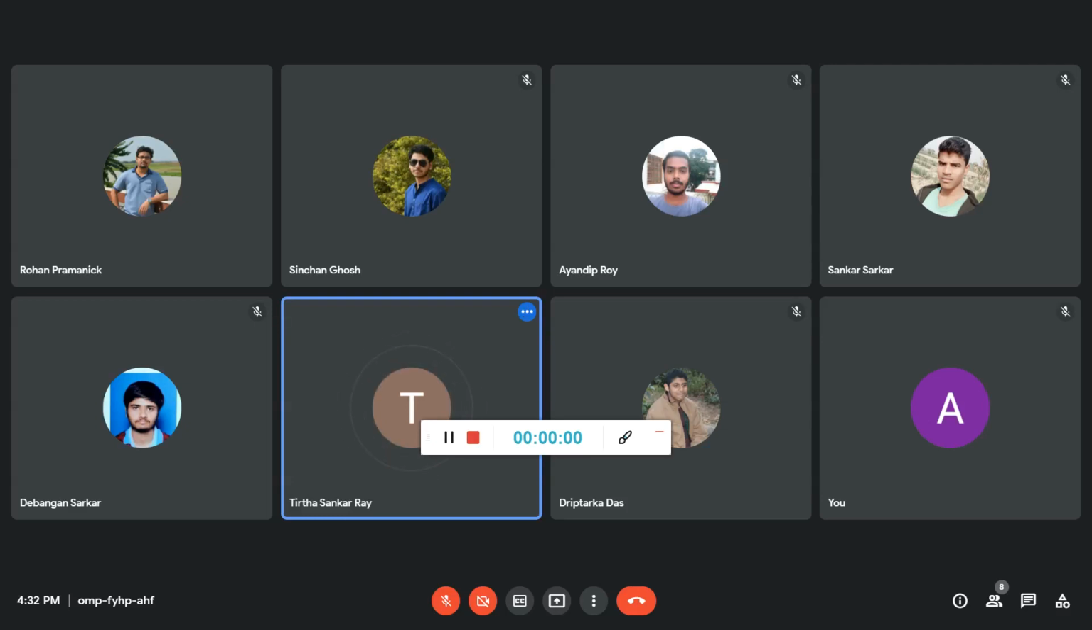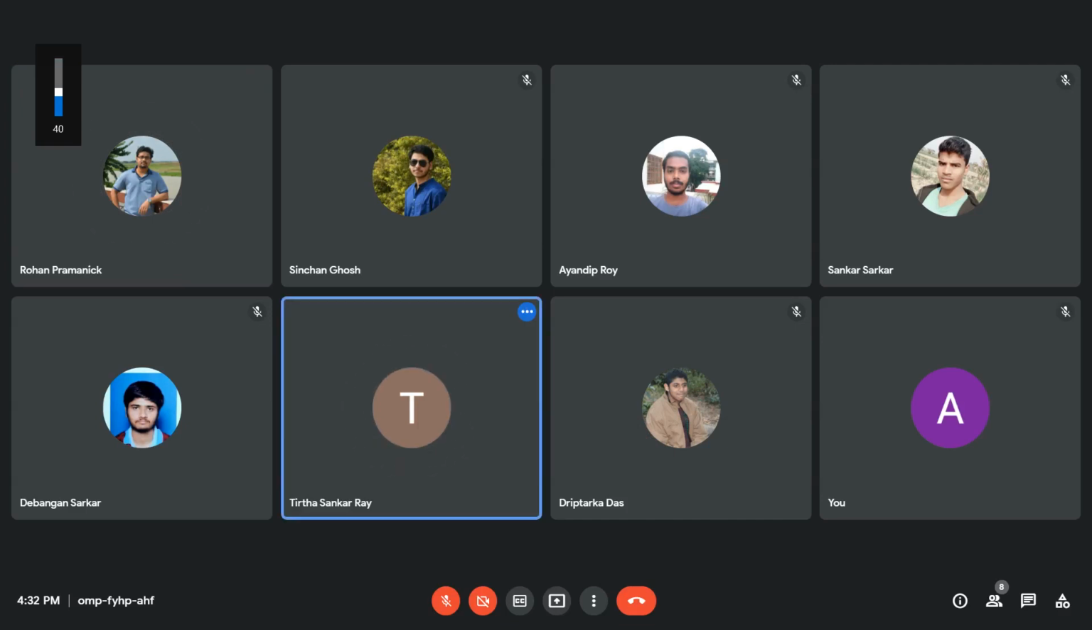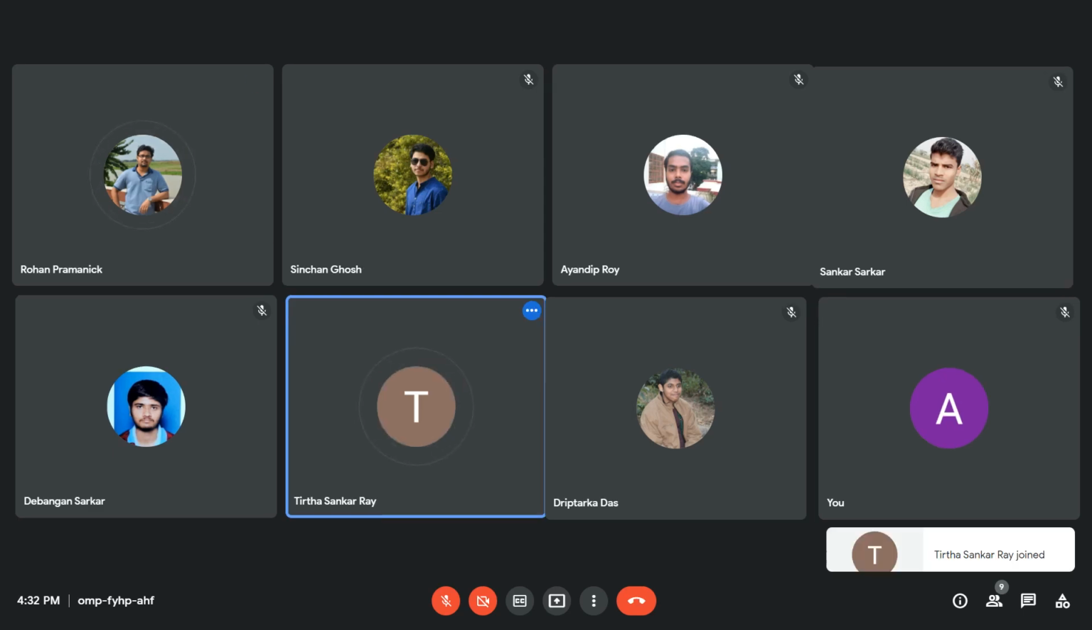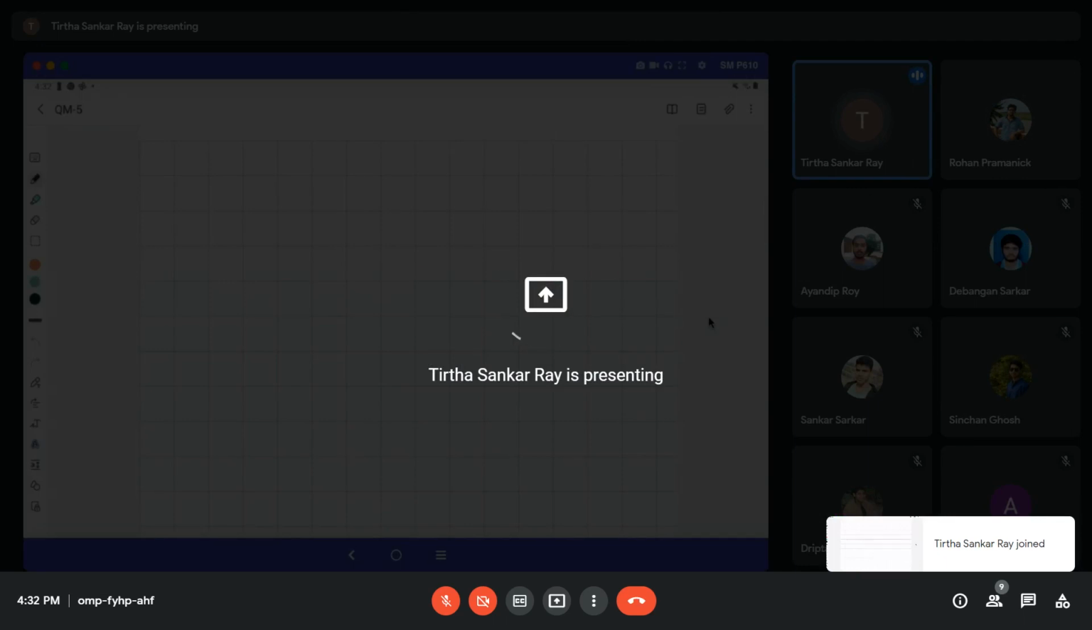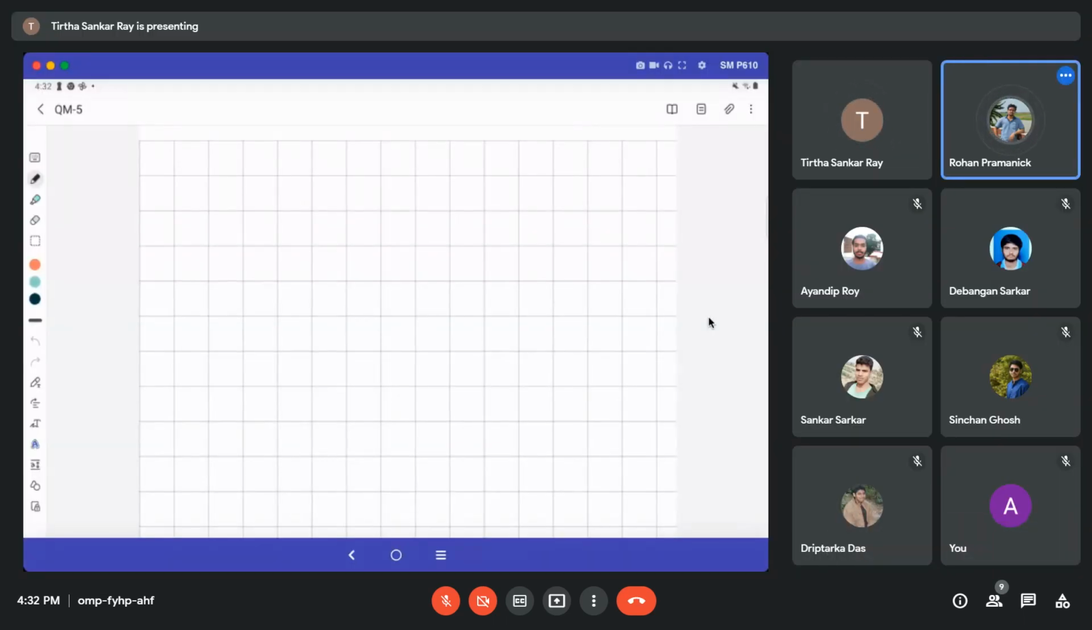Share. To tab, entire screen. Okay, share. So is my tab visible to all of you? Yes, sir, it is visible now.